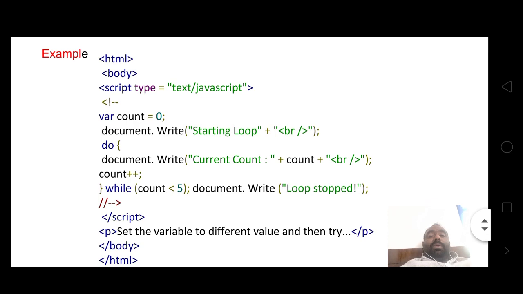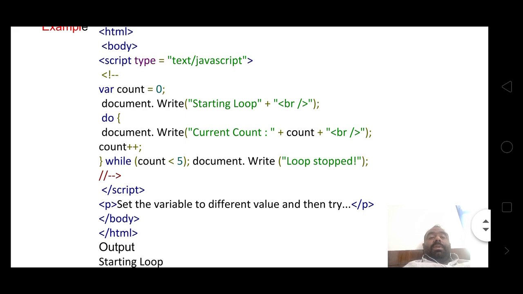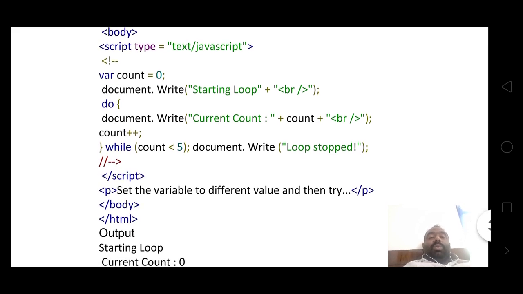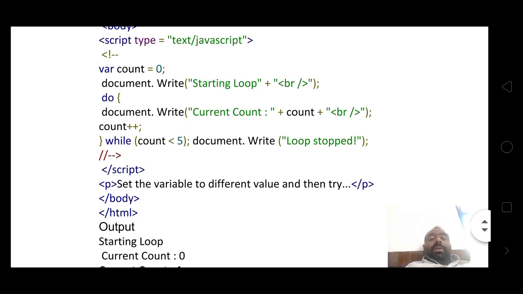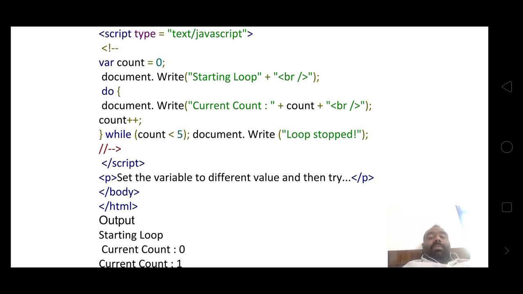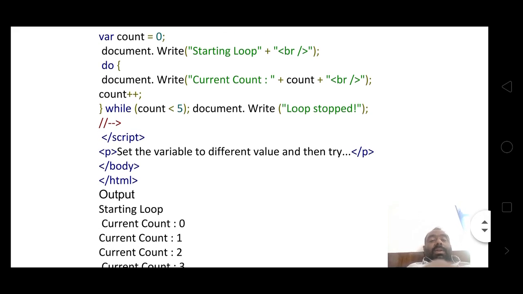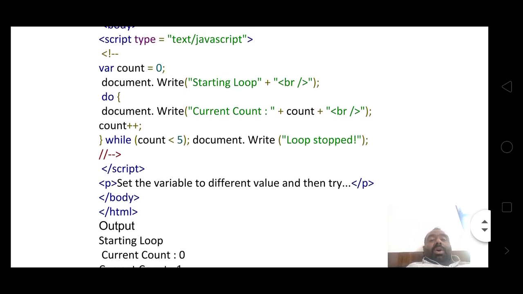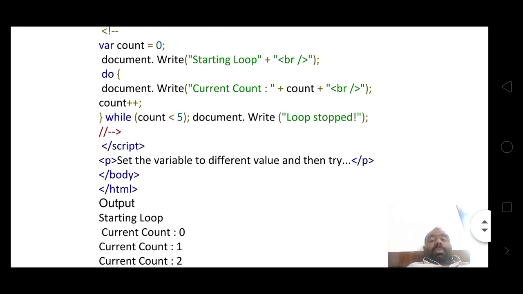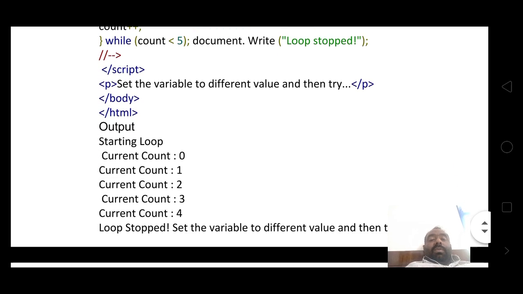Body, script type, var count = 0, document.write starting loop, do { document.write current count plus count, count++ increment } while (count < 5); document.write loop stopped. Set the variables to different values and then try again. Here you may take document.write starting loop, count 0 1 2 3 4, loop stopped.